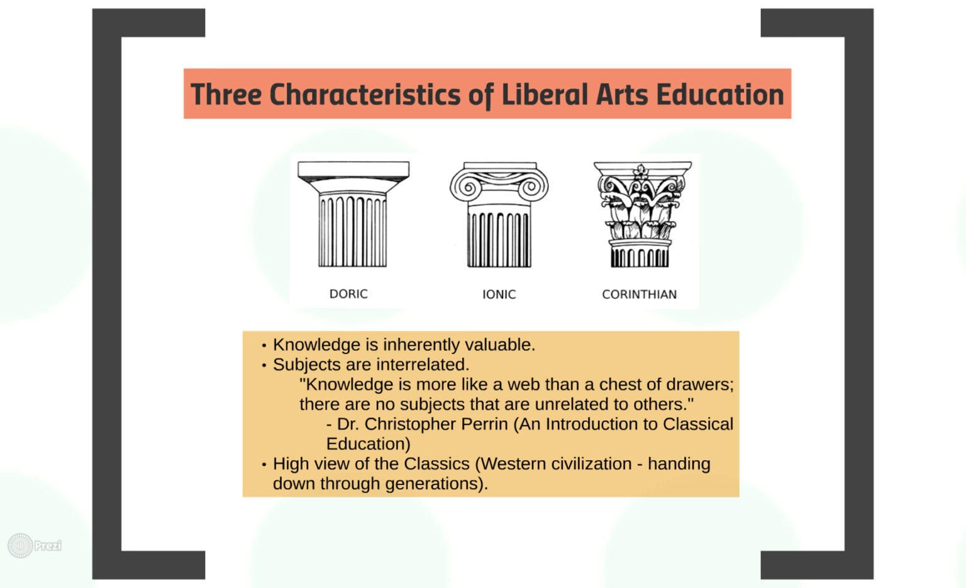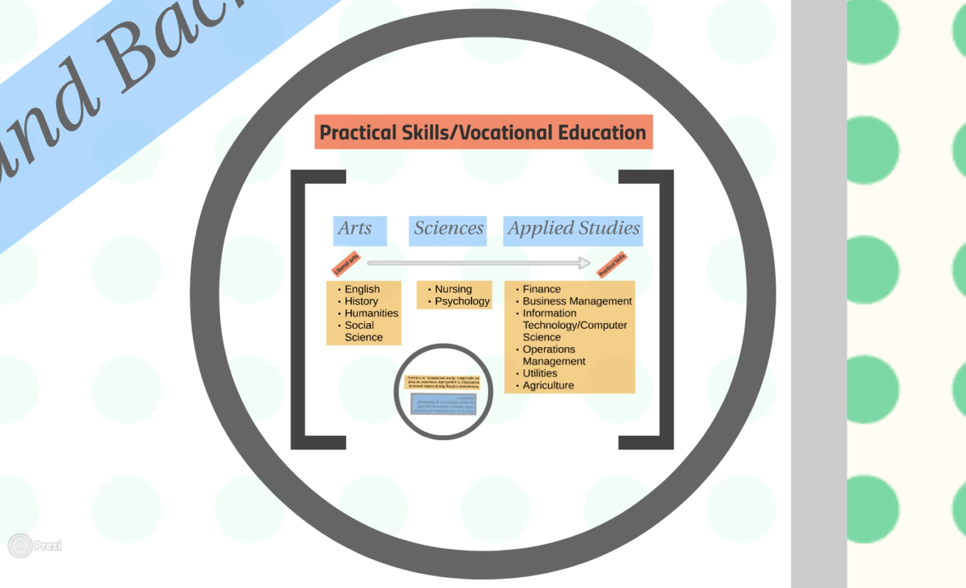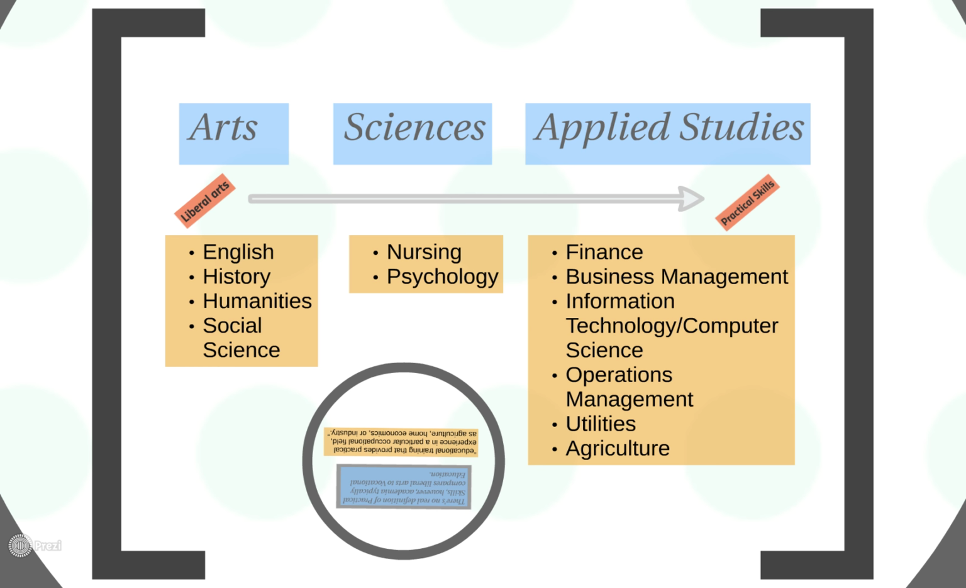Now, this may become a bit more clear as we compare the liberal arts education to practical skills. Now, there's actually no real definition of practical skills, so I've titled it vocational education. Given that vocational education is actually a term that's very consistently compared to liberal arts, this makes research a little bit easier. Now, there's three real areas of majors you can get in the United States and really in the rest of the world: arts, sciences, and applied studies. Arts are very clearly a liberal arts-focused education. Sciences are kind of in the middle. They're somewhat knowledge for the sake of knowledge, but also a little bit applied. And applied studies are very clearly on the practical skills level.